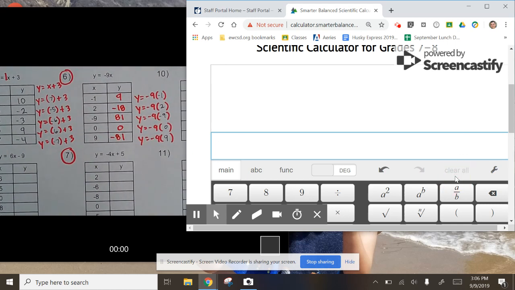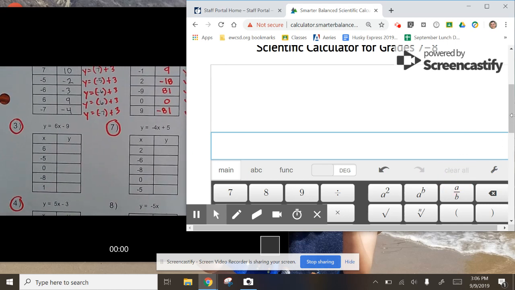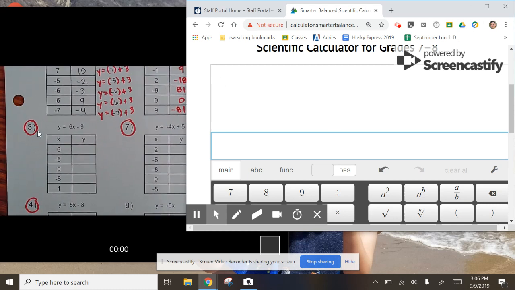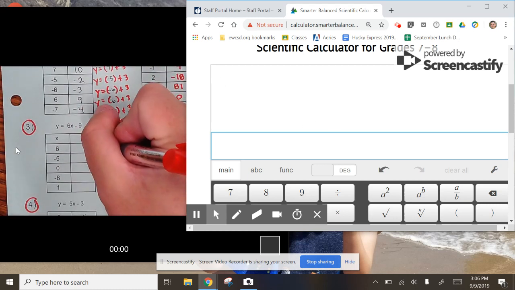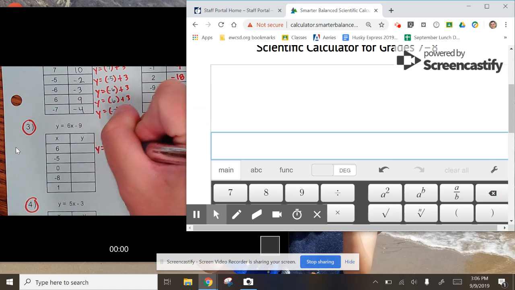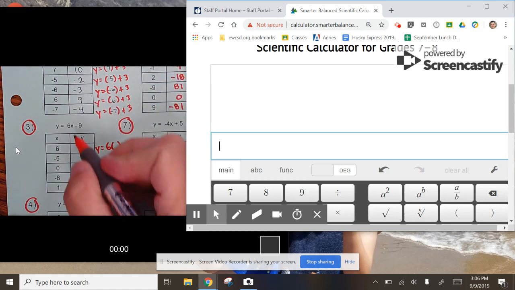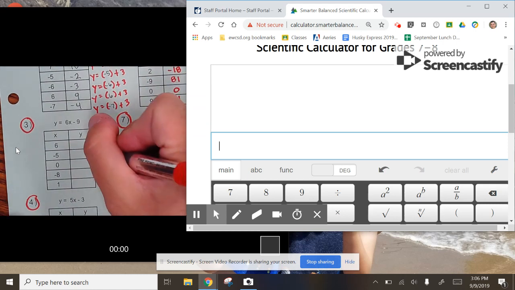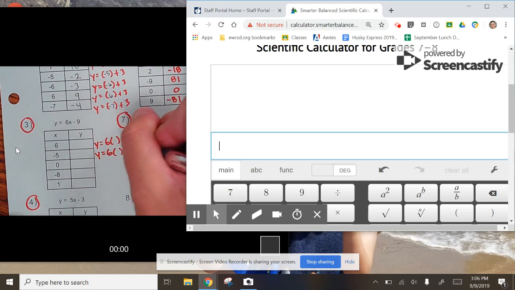I like having the calculator up here so you can see what's going on. Let's look at number 3 over here. Again, I'm going to set this up. Y equals 6 with a space, because that's the x, for each one of these.